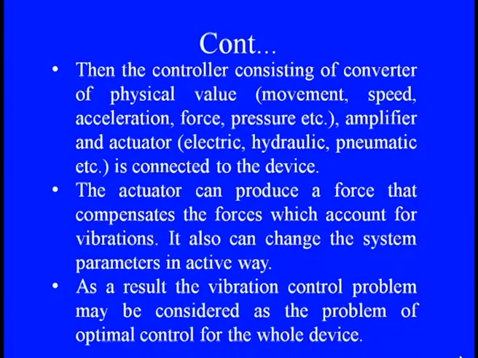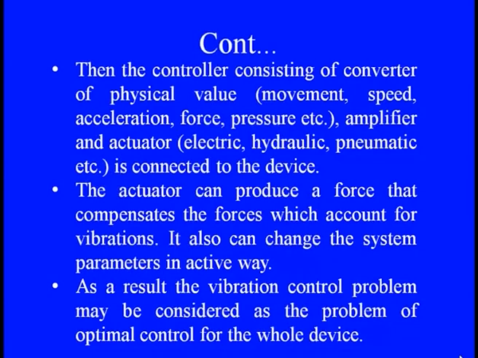So, this is what you see, the straight connection. First it should consist of a converter through which we can convert the physical value, and then it should be amplified in such a way that we can gauge those things, and then it goes to the actuator. So, these are the three basic devices being used, and the actuator can produce the required force towards the component, the force which accounts for the vibration suppression. And it can also change the system parameter in an immediate, effective, active way.